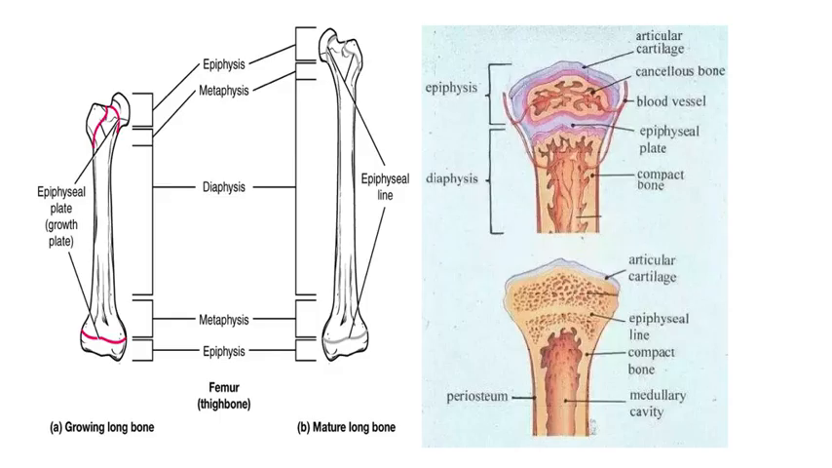So above is just a growing bone. You can see a blood vessel within the epiphysis as well, and then you don't see that in the matured bone. And then you also don't see the cartilage of the epiphyseal plate, but in the matured bone you see the epiphyseal line. And then look at the size of the articular cartilage in the growing bone versus that of the matured bone. Those are things that you're supposed to understand.